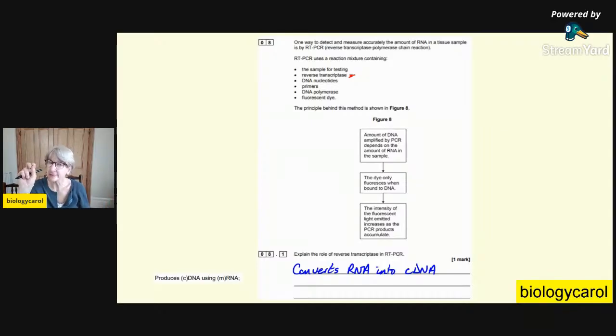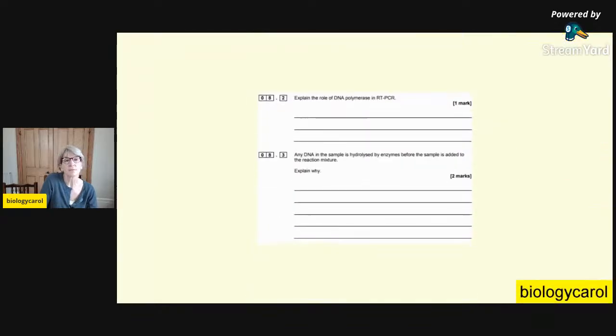You then need a primer and DNA polymerase, i.e. PCR stuff, to make the double-stranded DNA. So I was precise, but you didn't need those little letters, so I got the mark.